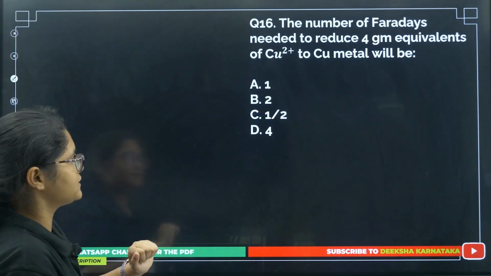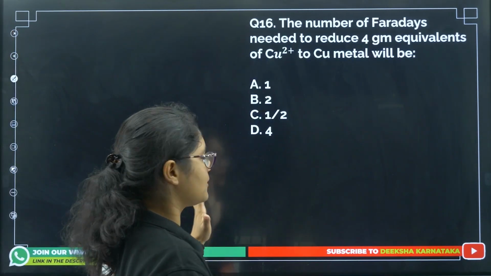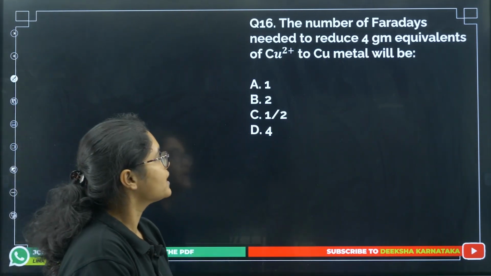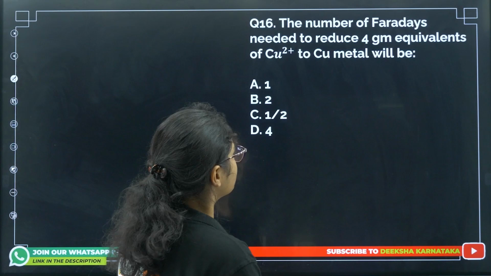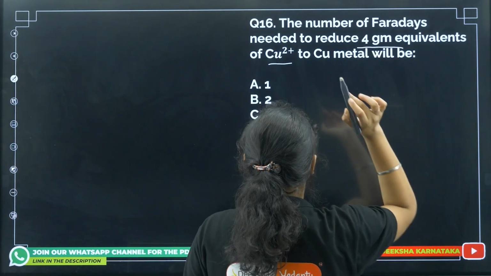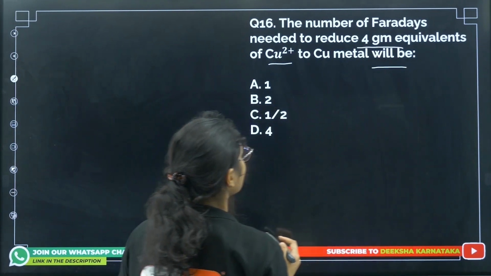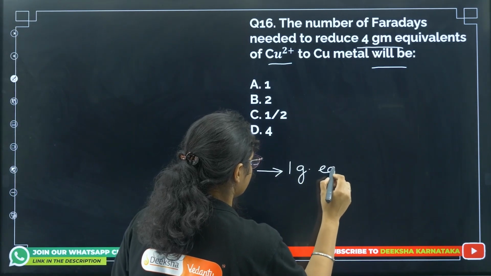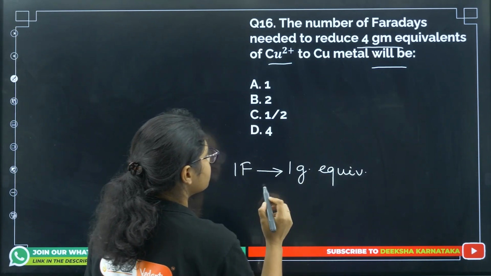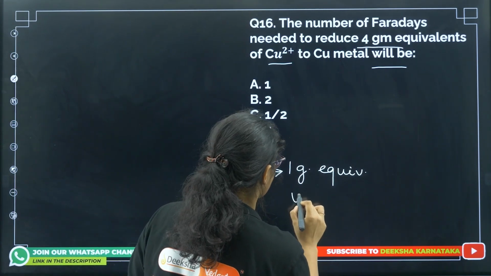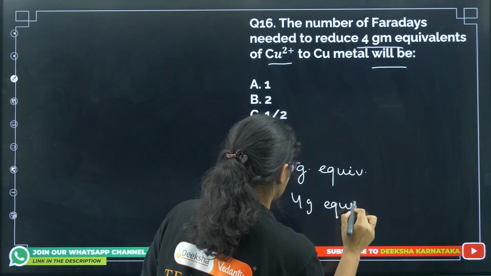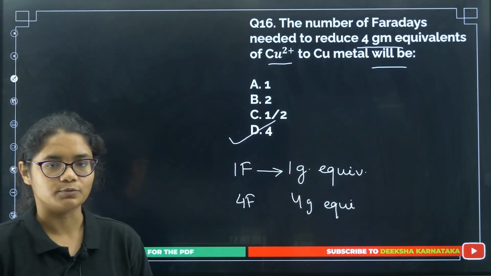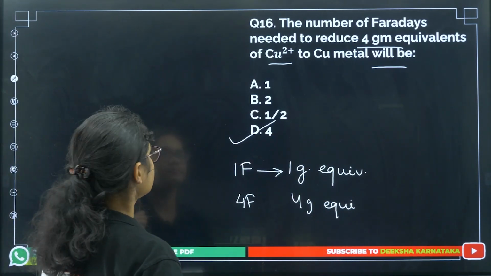Now coming to the next question, question number 16. So now we have completed solutions questions. Now we are going to move towards electrochemistry questions. The number of Faradays needed to reduce 4 gram equivalent of copper 2 plus is equal to. So remember here, 1 Faraday reduces 1 gram equivalent. Okay, so if I want to reduce 4 gram equivalent, I will require 4 Faraday, right? So the correct answer for this question will be option number D. Very simple and easy question.